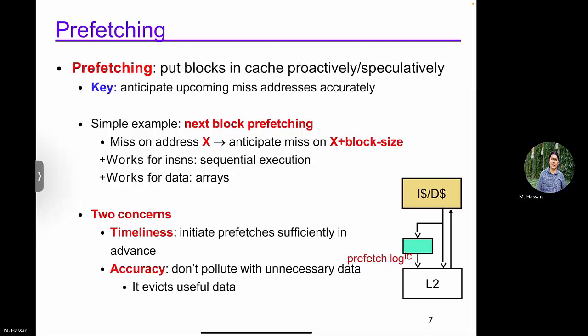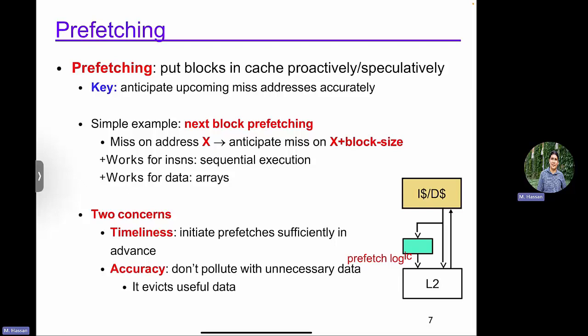Good. So the basic intuition of a prefetcher is you leverage spatial locality more than what a cache line is doing. Good. Make sense? Questions?